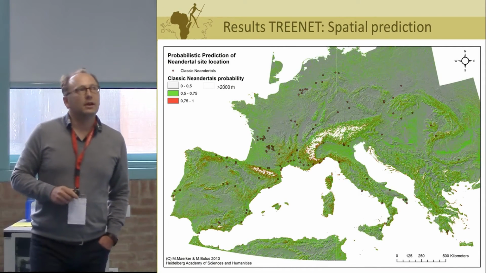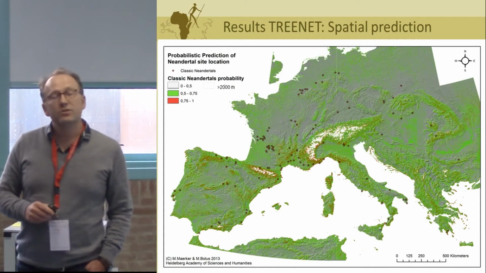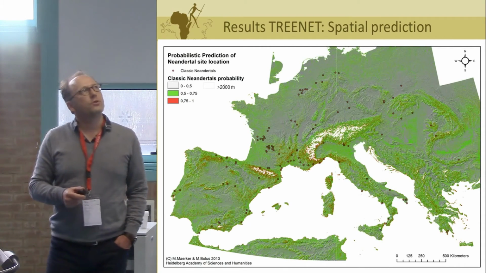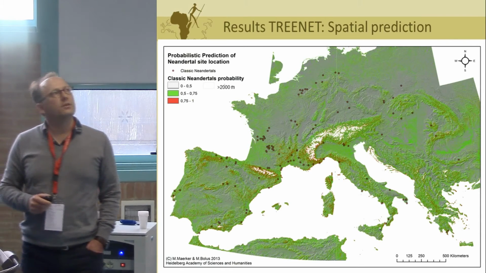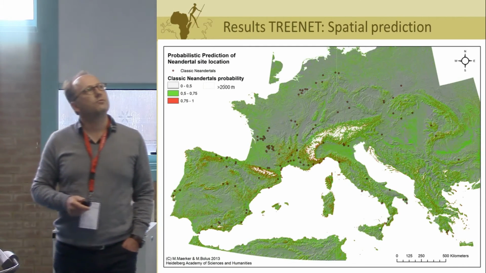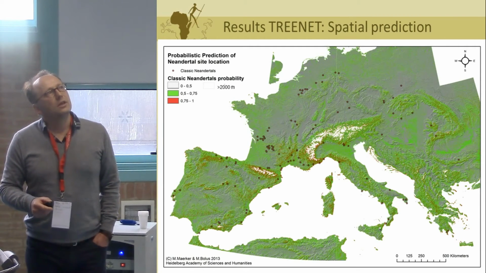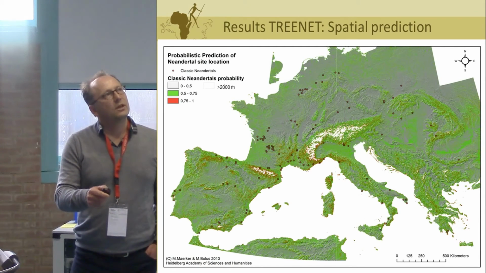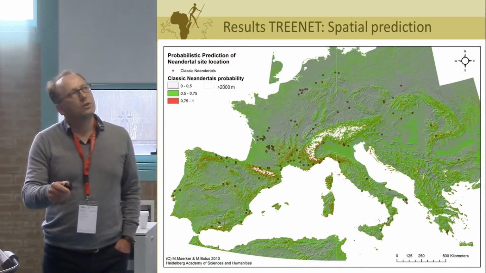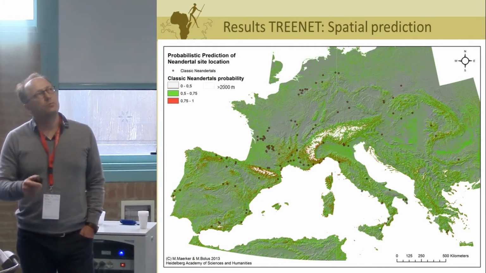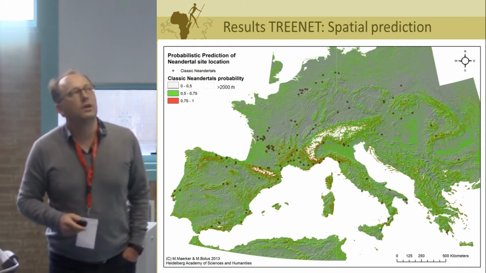So in the end, we use the model results to predict also the Neanderthal site probability. And here you have a map showing the classic Neanderthal probability. So in green, our probability is higher than 50%, in red, more than 75%. And you see the distribution around Europe. So we have quite high probabilities, especially in the higher areas, so in the Alps, southern France, around the Pyrenees, but also along the Italian peninsula. The white areas are areas above 2,000 meters we excluded from the modeling.